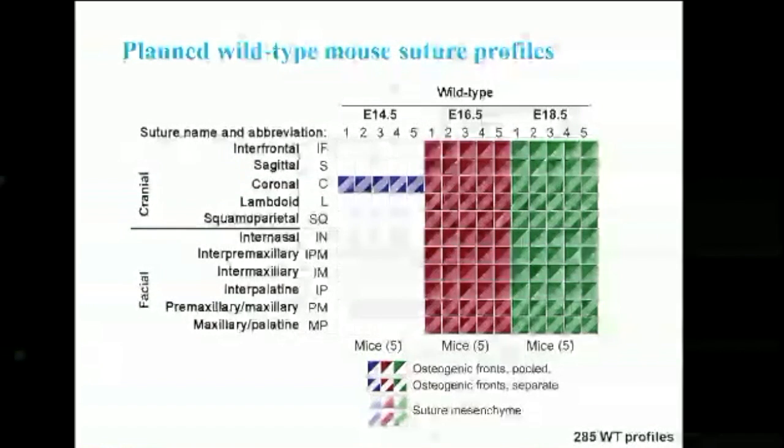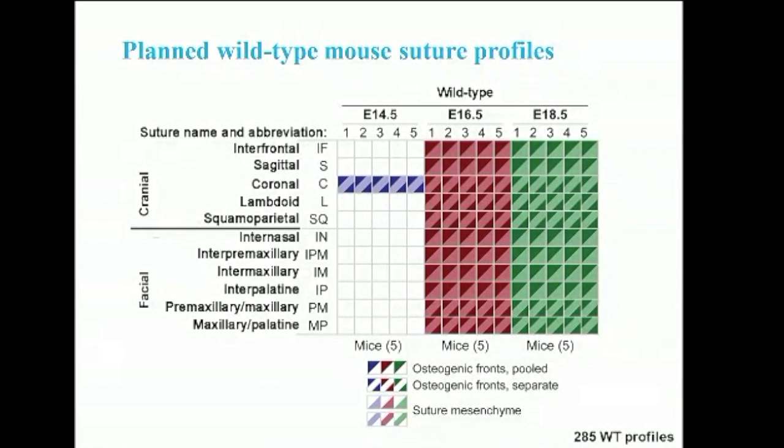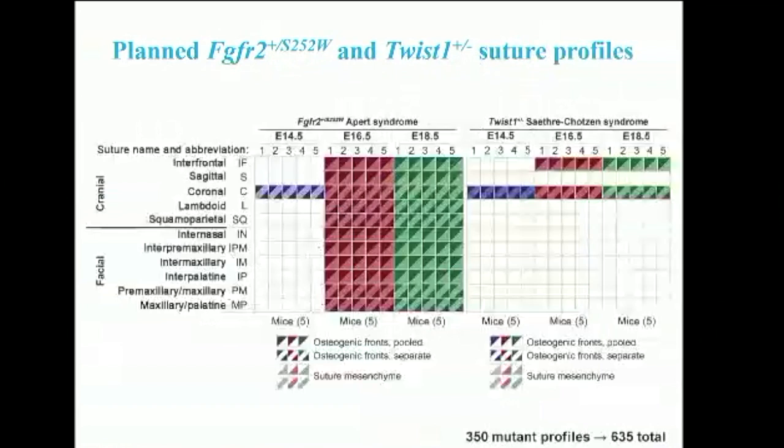For wild type, we are going to be generating about 285 profiles. Then we're also going to profile the different mutant mice, which are shown here: the FGFR2 mouse and the Twist mouse. For Apert, we're going to generate all the E16.5 and E18.5 profiles, basically a similar expression profiling overview as the wild-type mice. For the Twist mouse, we additionally do the interfrontal and the coronal suture at E16.5 and E18.5, and for the coronal also at E14.5. That gives us an additional 350 mutant profiles, for 635 profiles across the entire project.